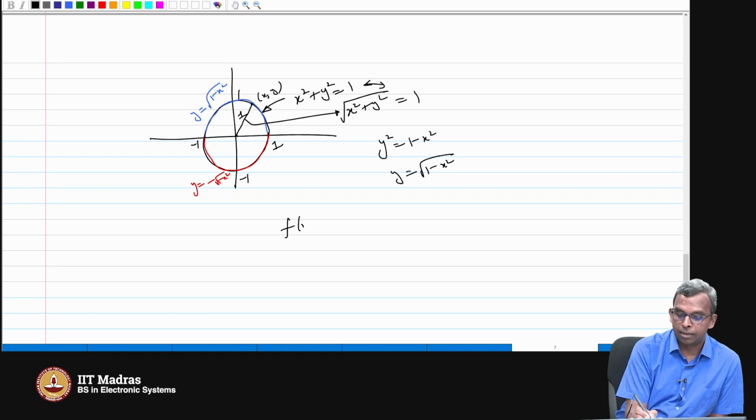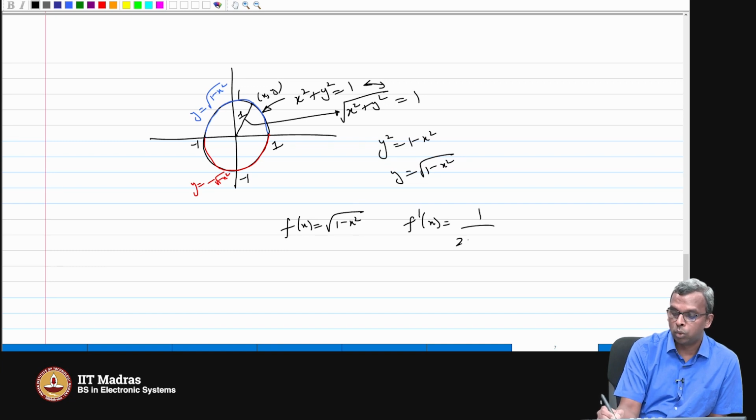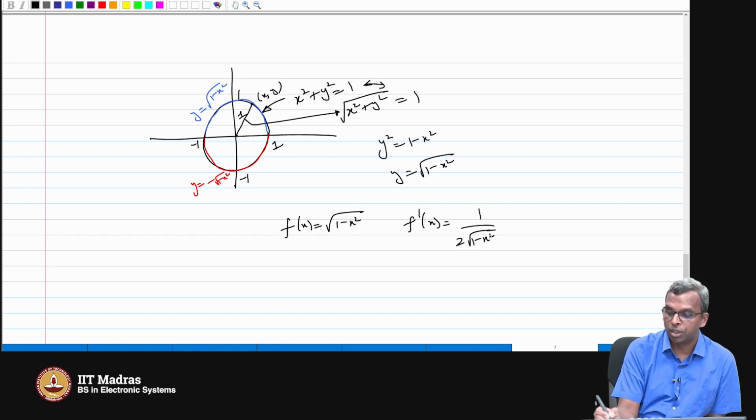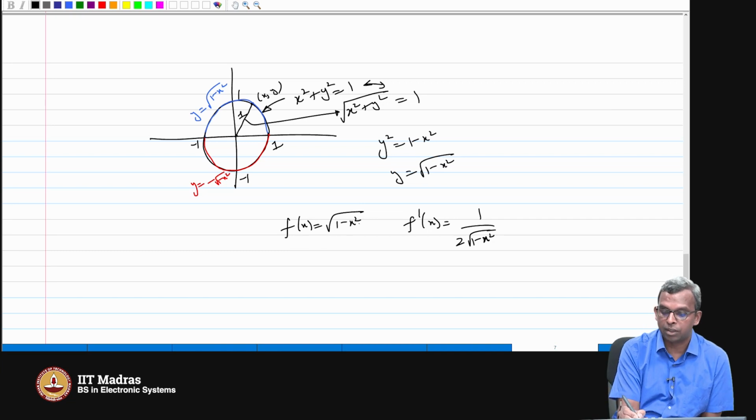f of x is square root of 1 minus x squared. What is f prime of x? It's 1 by 2 root 1 minus x squared, right? The composition rule, no? You think of 1 minus x squared as entirely one function you differentiate, and then you have to differentiate 1 minus x squared. That will be minus 2x. So 2 and 2 will cancel, you get minus x by square root of 1 minus x squared.